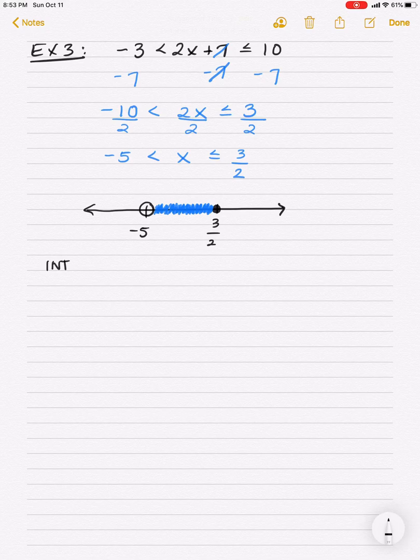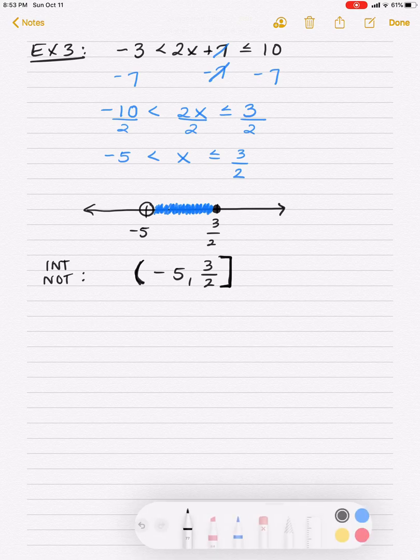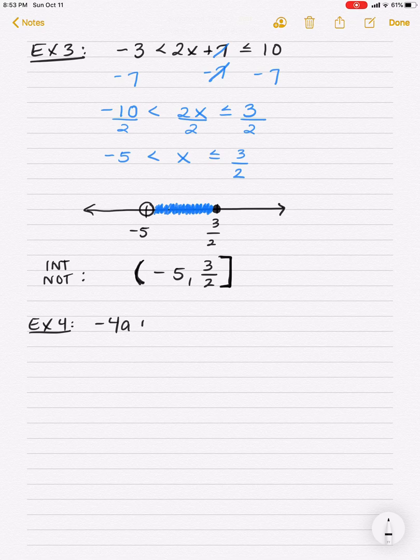And so the interval notation is going to be from parenthesis -5 to 3/2 with a bracket, okay? And that was because of the open circle over here and the closed circle over here. All right, so I just have one more example. Let's look at one more and see how this one's going to work out, okay?